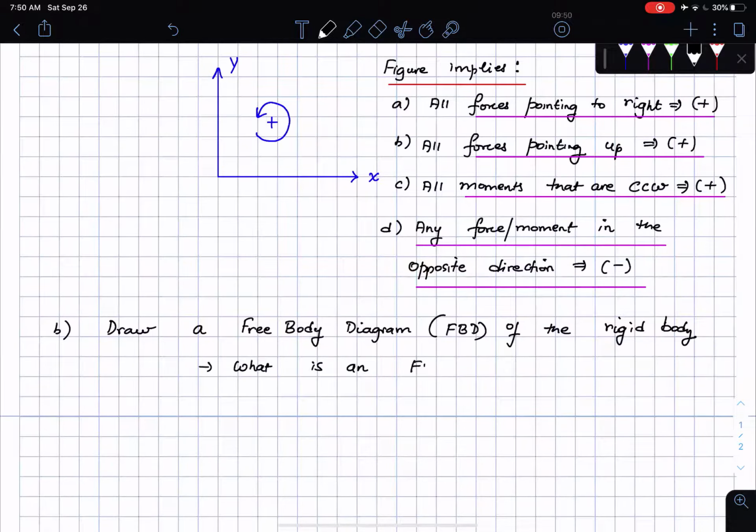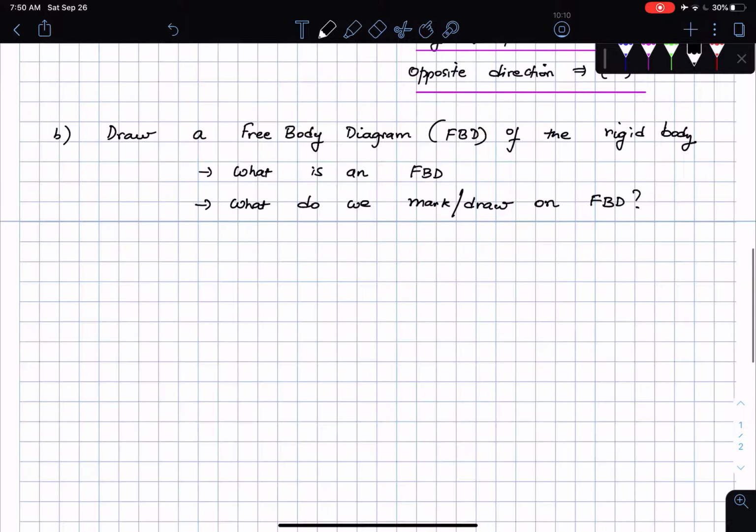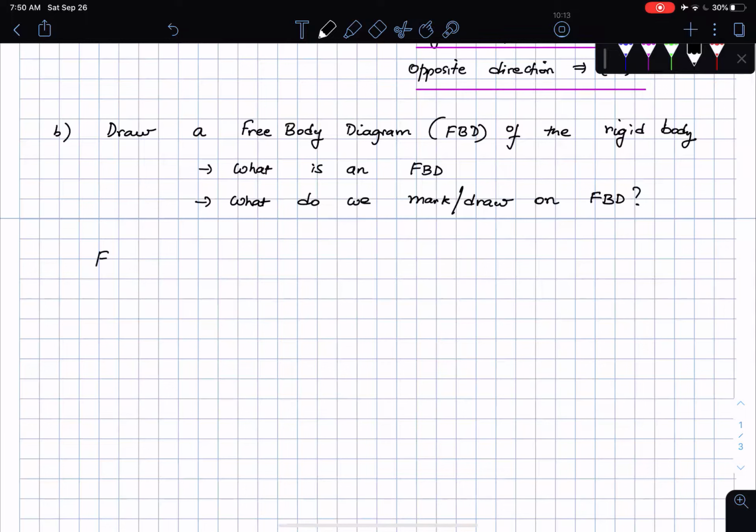And what do we mark or draw? Okay, let me write that properly. Mark or draw on the FBD. Okay, so let me define that. Free body diagram is the following.